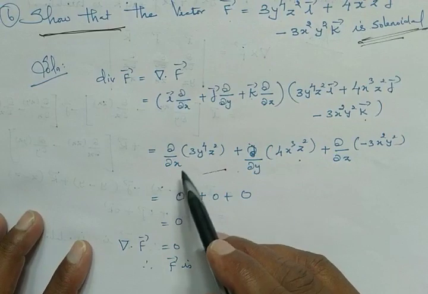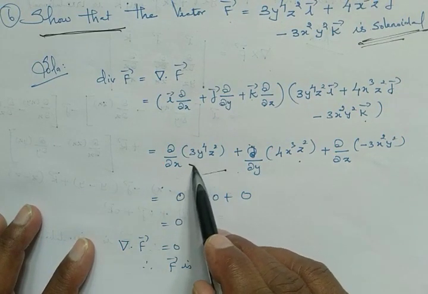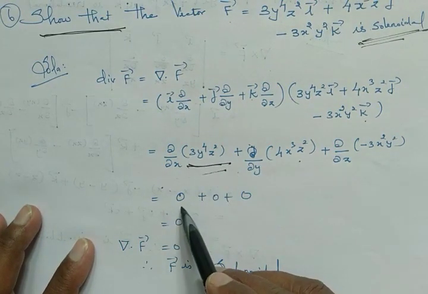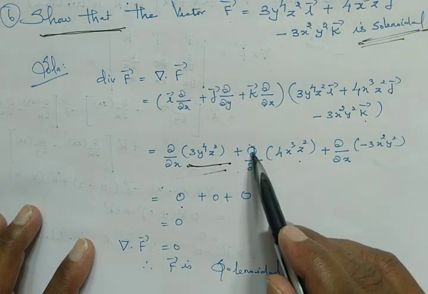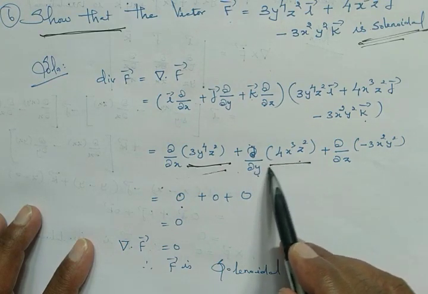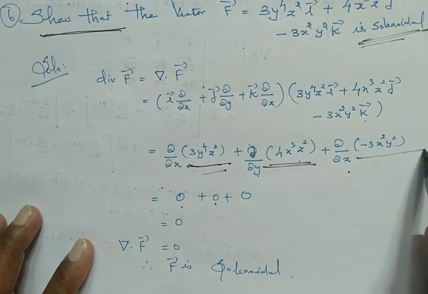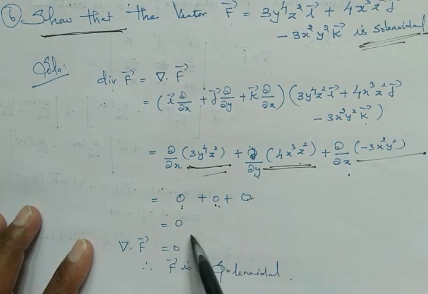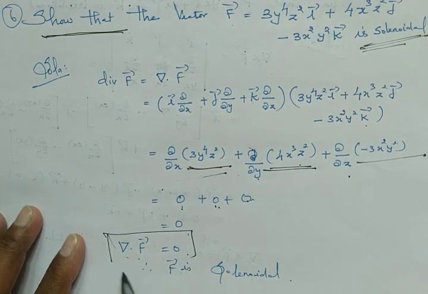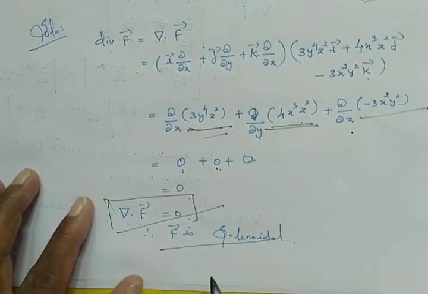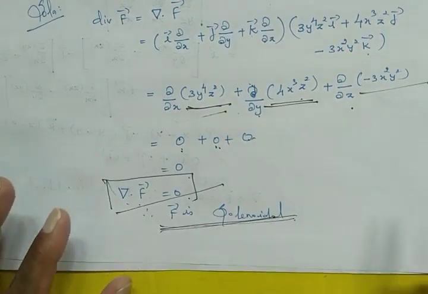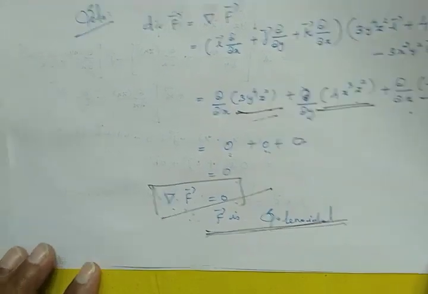Now we differentiate partially with respect to x. Here there is no x term in this part, so the result is 0. If you differentiate partially with respect to y, there is no y term, so the result is 0. In z, there is no z term, so it becomes 0. 0 plus 0 plus 0 becomes 0. Del dot f comes 0. If the result comes 0, you can say that the given vector is solenoidal.